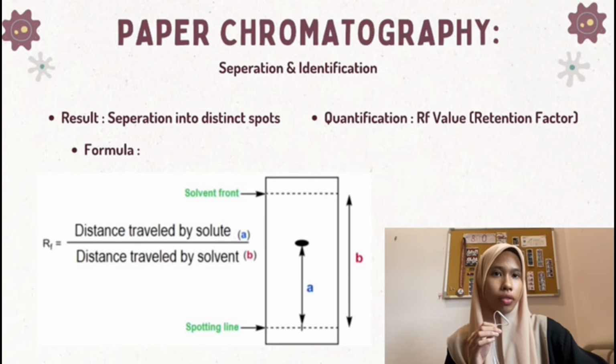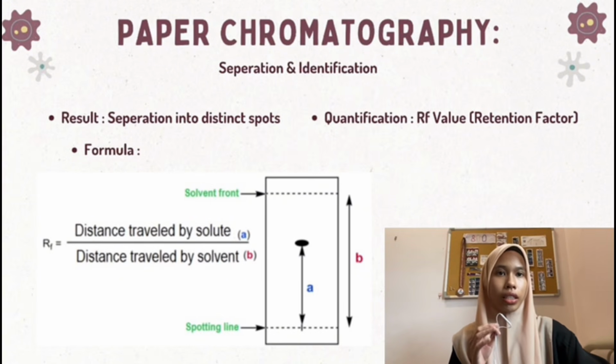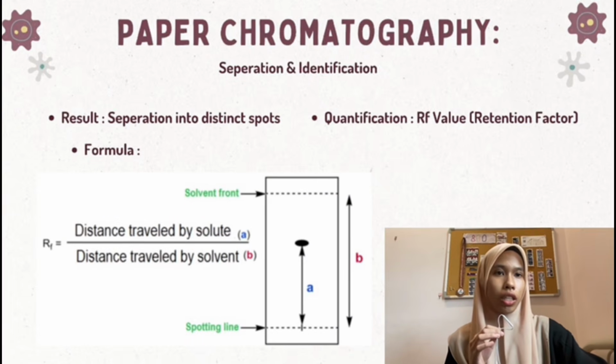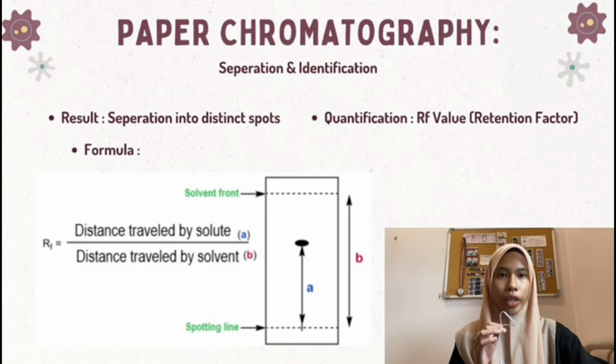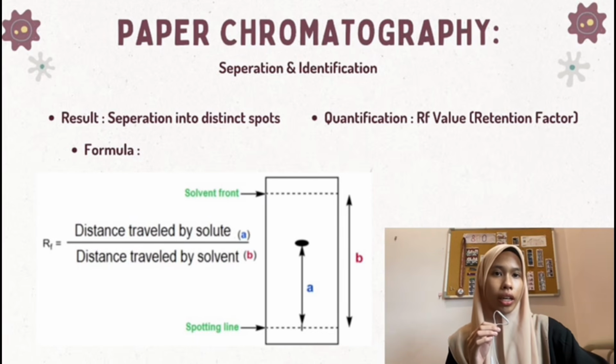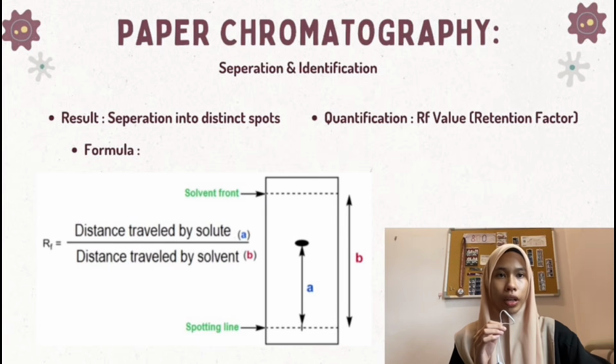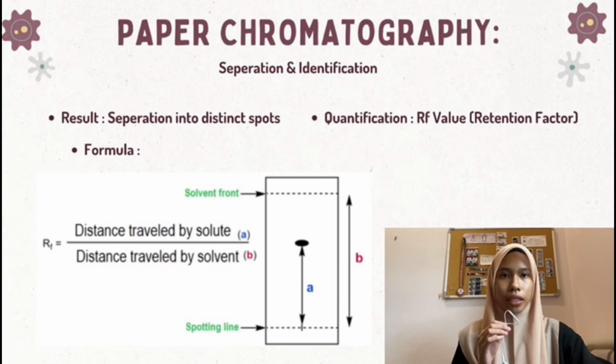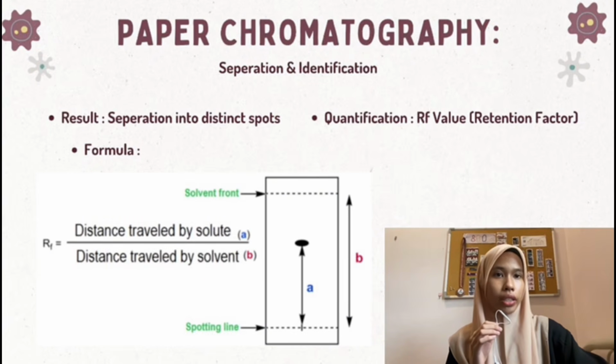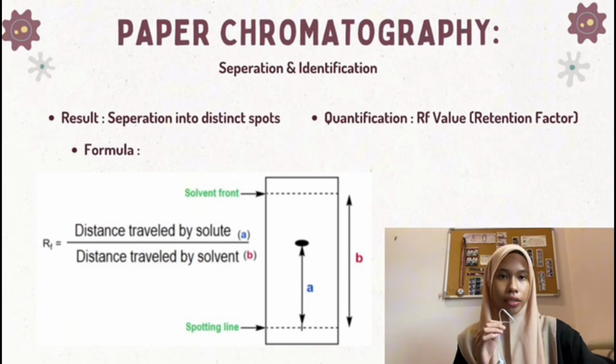This unique RF value helps us identify the separated compounds, especially when combined with specific color reactions like exposing them to ammonia fumes, which can enhance their visibility and provide further clues about their identity. Now, Alia will take us through how this was specifically applied in the study.